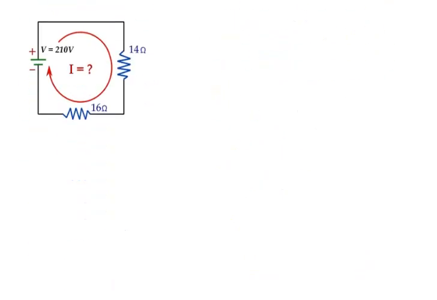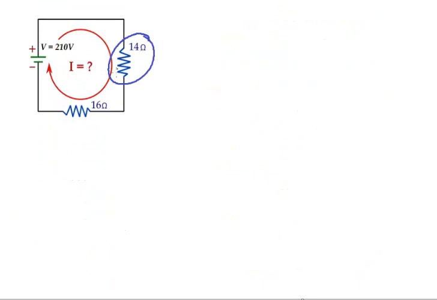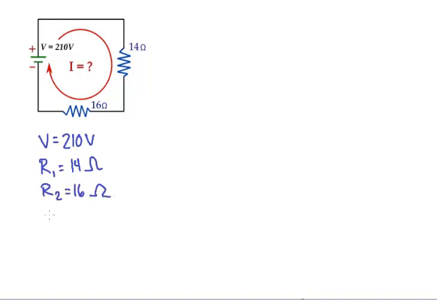Okay, next one. We have also two resistances, but they are plugged in one after the other. They're basically plugged in sequence. So that will be a series connection. Let's get the data first. Voltage is 210 volts. We know resistance 1 will be 14 ohms, and resistance 2 will be 16 ohms. We have a series connection, and we're looking for the current.